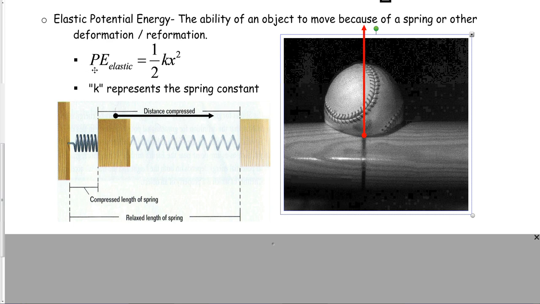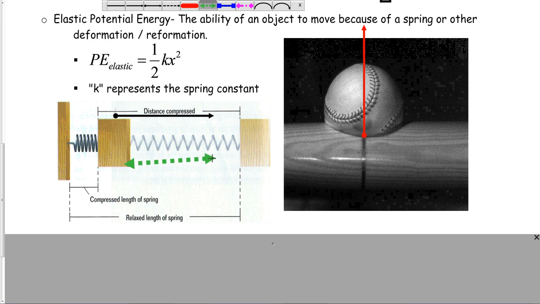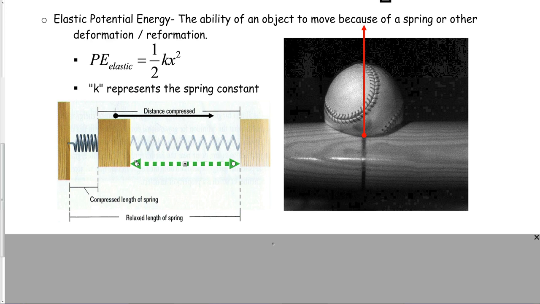Now its equation is a little bit more complex. We have the potential energy elastic equals 1/2 this item K, which represents the spring constant. And the spring constant tells us how much force is required to compress or stretch the spring for a meter. And then you have x squared, or delta x squared, and that is how far it is compressed. So if I were to look at this situation, my delta x would go from where it starts, which is here, to where it ends, which is actually on this side of the block. So that is my delta x.